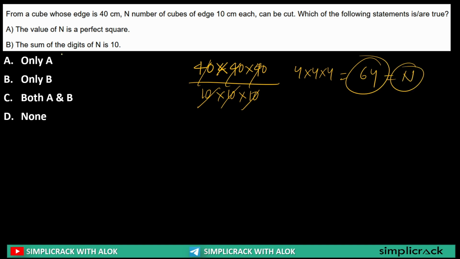Now what it is saying, the value of n is a perfect square. Yes, it is a perfect square because 8 square is equal to 64. Sum of digits of n, that is 6 plus 4, is equal to 10. Yes, it is correct. So that means both a and b are correct. I hope you are getting the point.